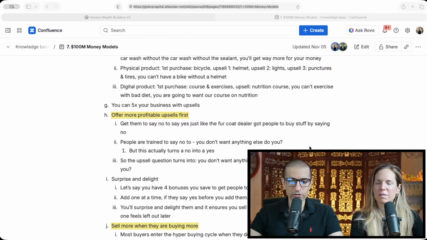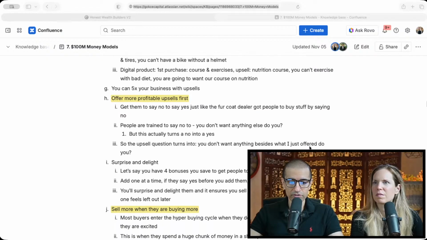Physical product. First purchase bicycle, upsell helmet. Second upsell lights. Third upsell tires. You can't have a bike without a helmet. Digital product. First purchase course and exercises. Upsell nutrition course. You can't exercise with bad diet. You're going to want our course on nutrition.